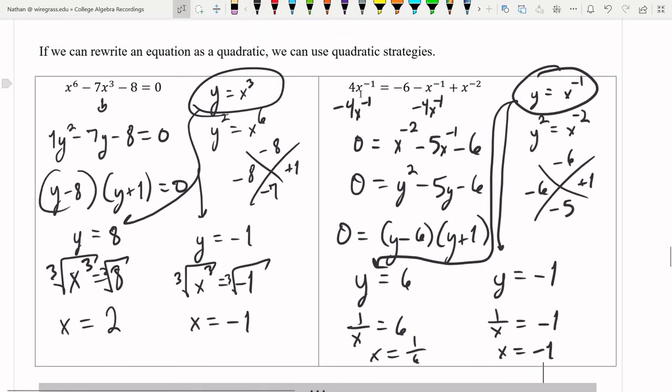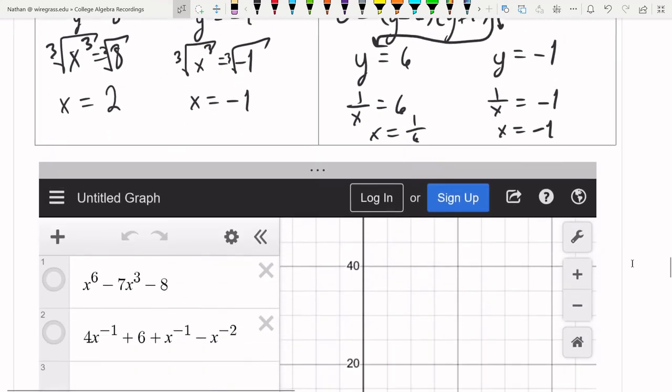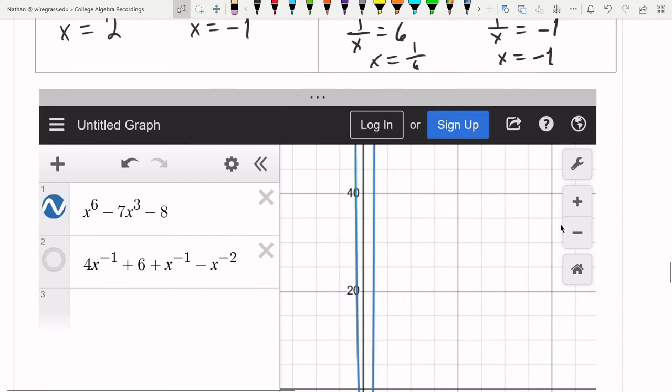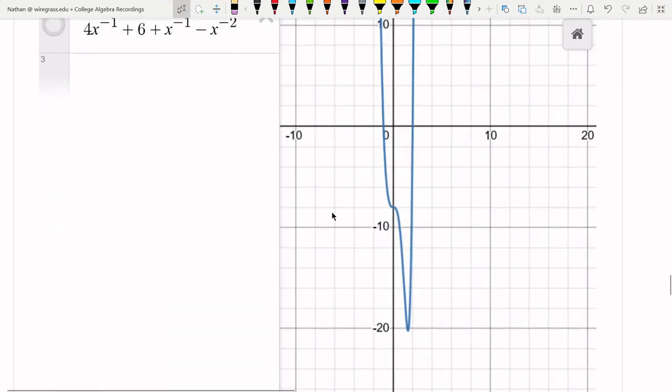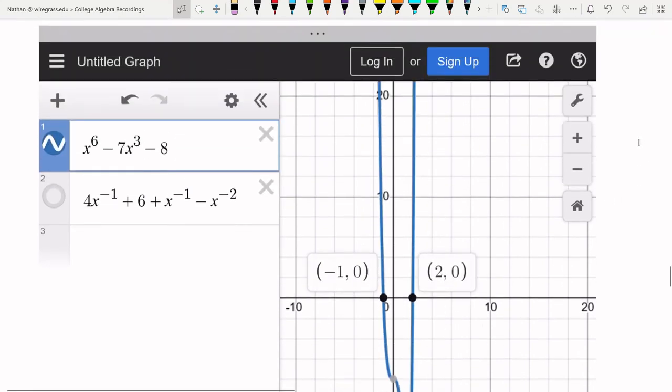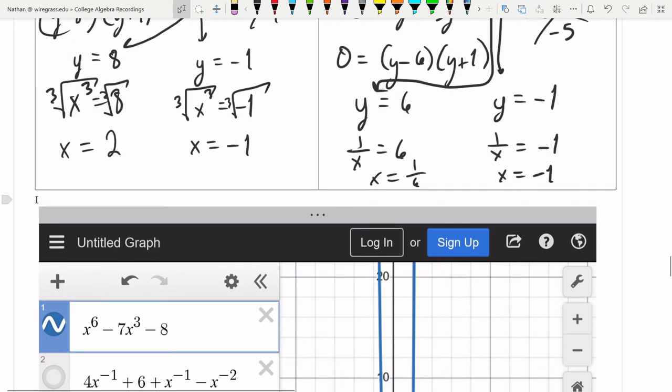Okay, so this is really just about factoring, figuring out what's the substitution you have to make here. And the first one was y equal to x cubed, and then y equal to x to -1. And then making sure you plug back the original variable into the equation and solving. So let's check these real quick. For the first one, you can see I get a polynomial graph here, -1 and +2. -1 and +2 are solutions.